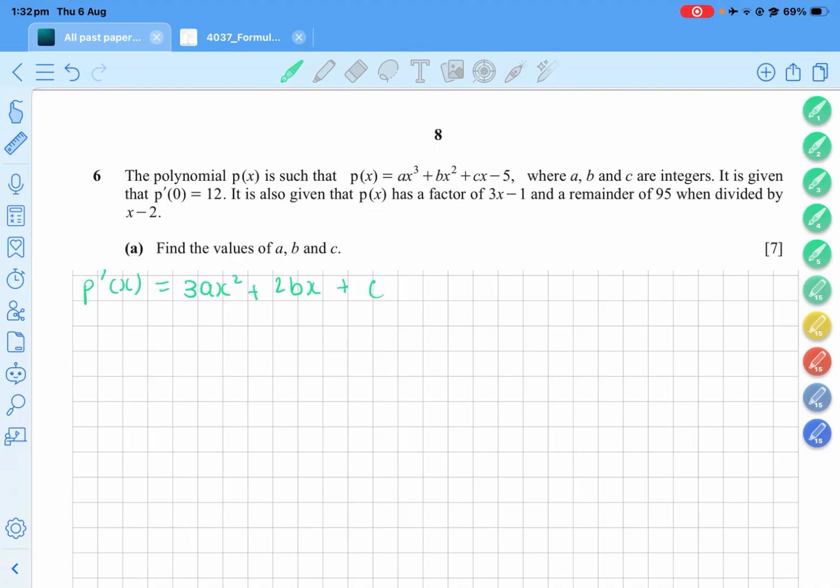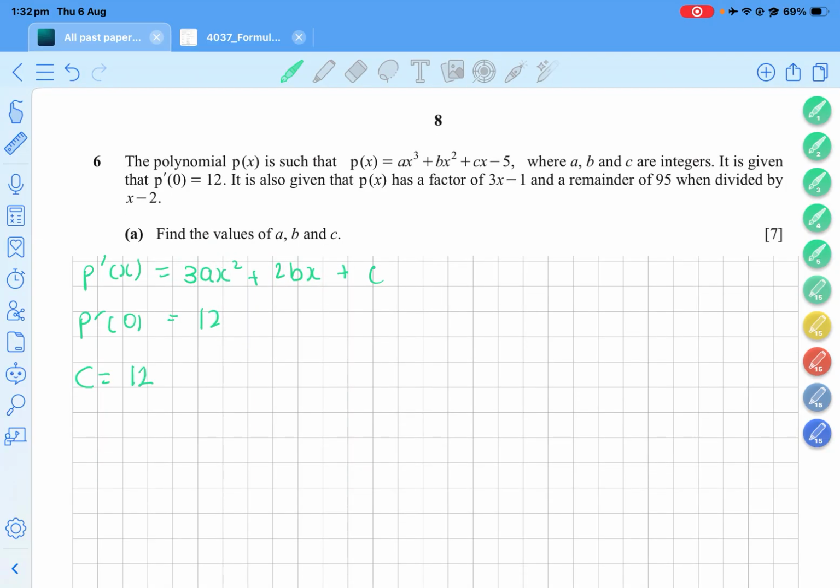So p prime of 0 is 12. So you know what this means, c is 12, because this is 0, this is 0. So c is going to be 12.